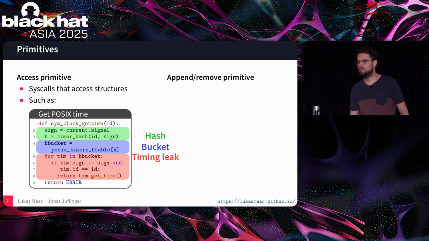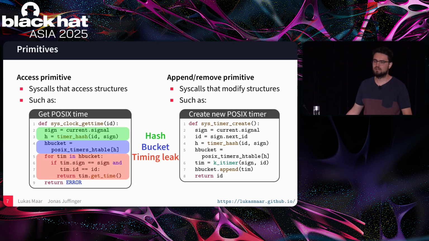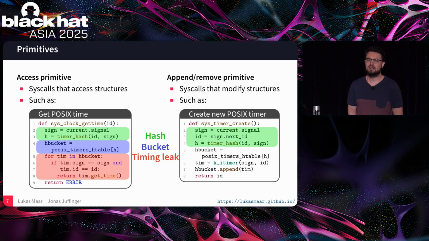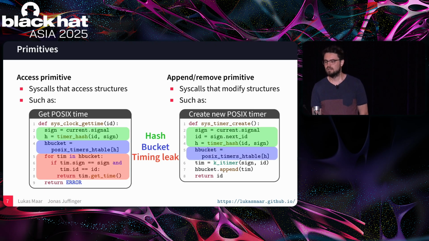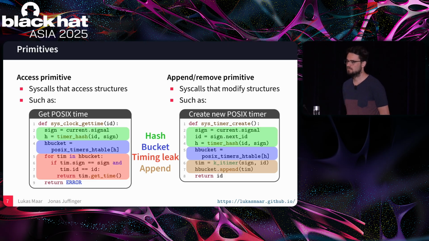Yeah. And then we also have an append and remove primitive. These are syscalls that modify these data structures inside the kernel. For example here, also for the POSIX timer, we have this timer_create syscall that basically does the same thing again. It first calculates a hash, then it selects the correct bucket based on this hash, and then it adds a timer to the linked list. So with this syscall, we can make the list longer.